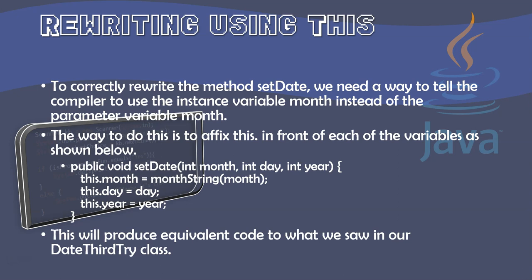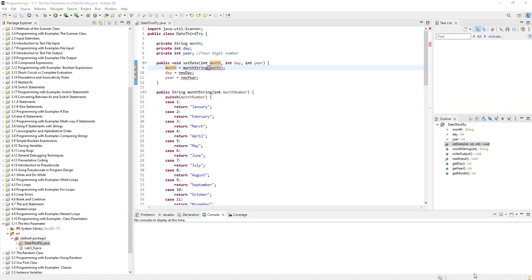This, of course, is going to produce equivalent code to what we originally saw in the date third try class. And let's go ahead and take a look at that now. All right, so here we are in Eclipse, and you can see I went ahead and changed the names of the setDate method's parameters to month, day, and year, which of course are the exact same names as the variables up here in our date third try.